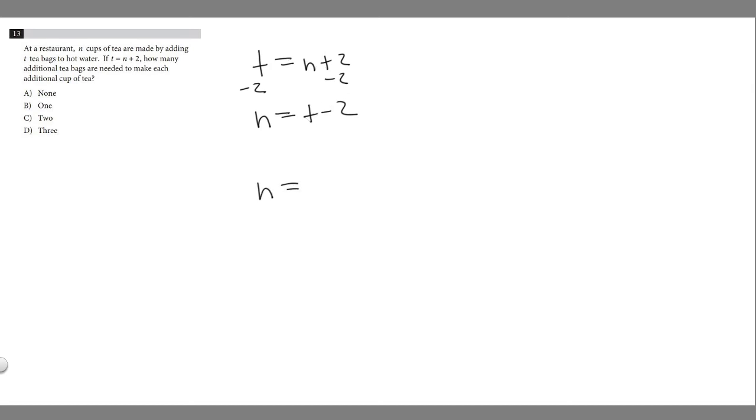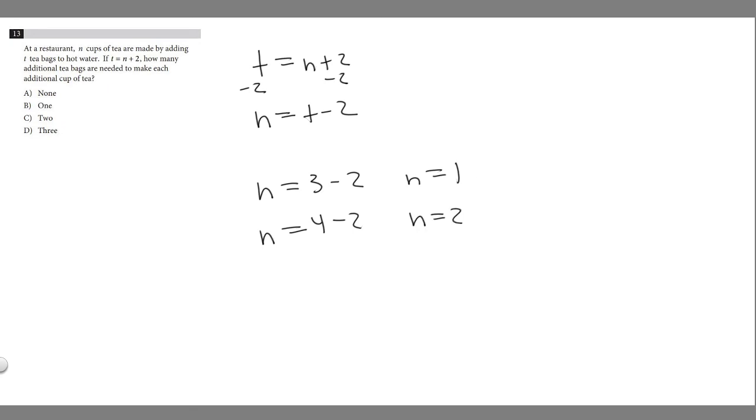So if we plug in 3 for t, so if we have 3 tea bags, n equals 3 minus 2, so n is going to be equal to 1. So when we have 3 tea bags, we're going to get 1 cup of tea. So let's plug in another tea bag, right? So if we plug in 1 additional, if we plug in 4, we get n equals 2.